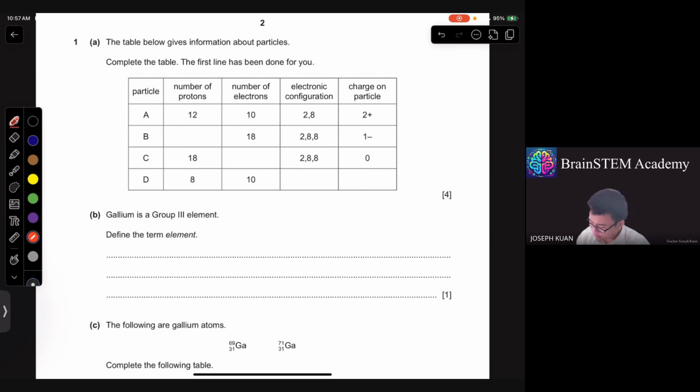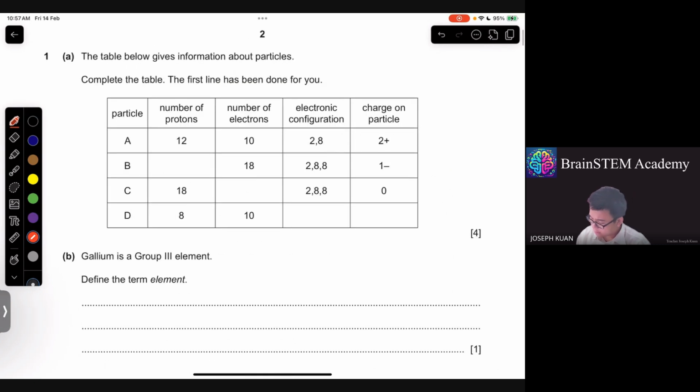First things first, looking at the charge of the particle, it is -1. Since it has 18 electrons, that will mean that it has one more electron than protons. So 18 minus 1 becomes 17. And then for C, it has 18 protons. And then the electron arrangement is 2,8,8, which translates to the number of electrons, so 18.